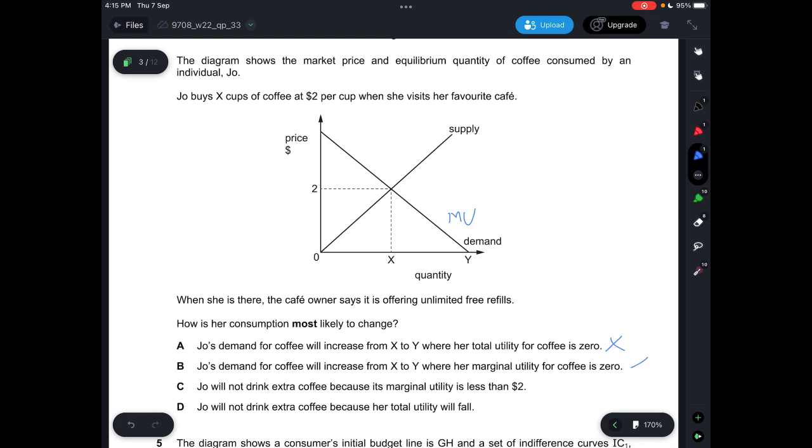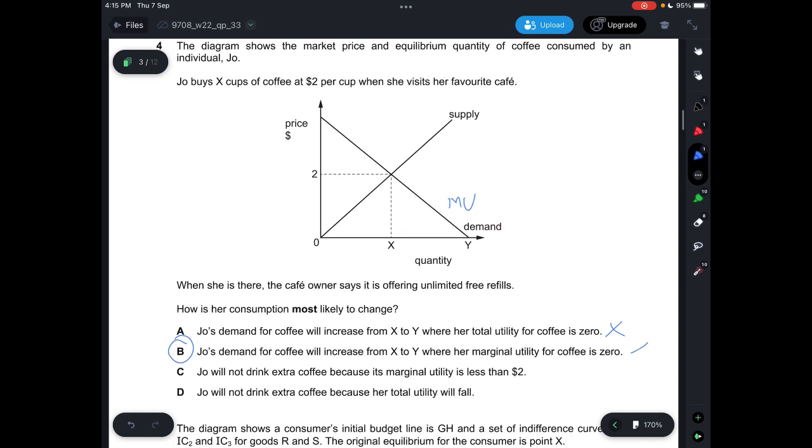So demand for coffee will increase, but if let's say the marginal utility for coffee is 0, then basically Joe will not demand more coffee. So yeah, that's a correct answer. C, Joe will not drink extra coffee because his marginal utility is less than $2, which is incorrect. She will drink more coffee, but she won't drink after Y, which brings the marginal utility to negative, so it's incorrect.